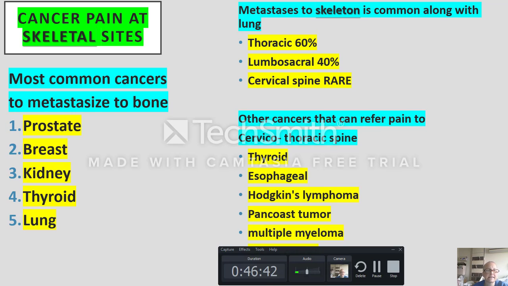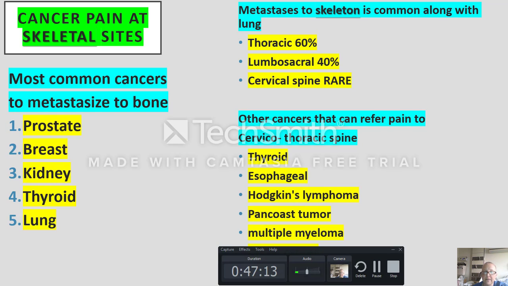Cancer pain at skeletal sites. Most common cancers to metastasize to the bone: prostate, breast, kidney, thyroid, and lung. Metastasis to skeleton is common along with lung. Thoracic is 60%. Lumbosacral is 40%, but the cervical spine is rare.